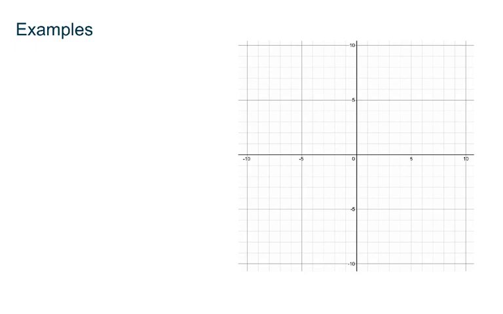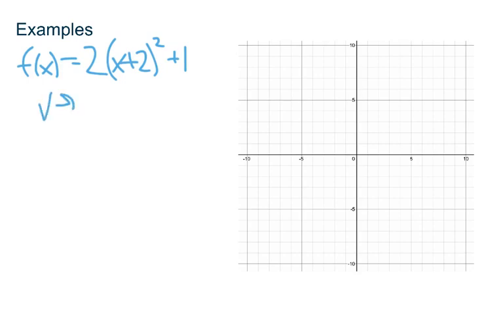This time let's mix things up a little bit. Let's go with f of x is equal to 2 times the quantity x plus 2 quantity squared plus 1. All right, so again, we want to be able to extract the vertex. The vertex is just going to be negative 2 comma 1. So right there, again, notice the change of sign from here to there.